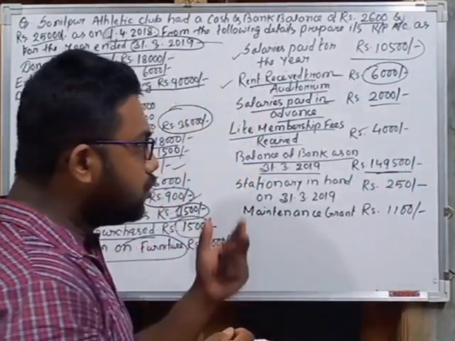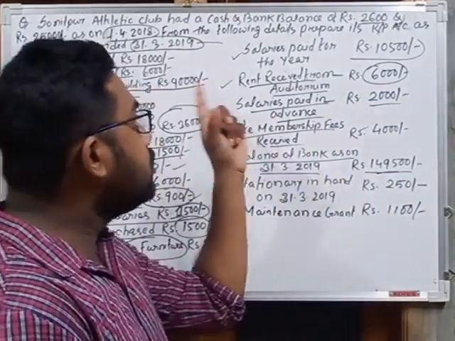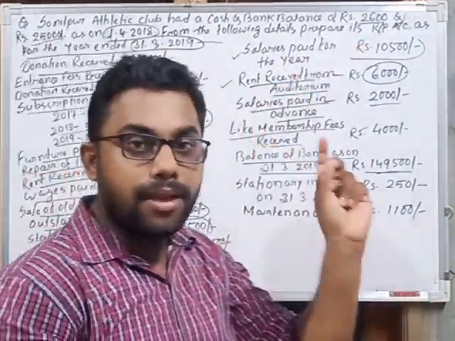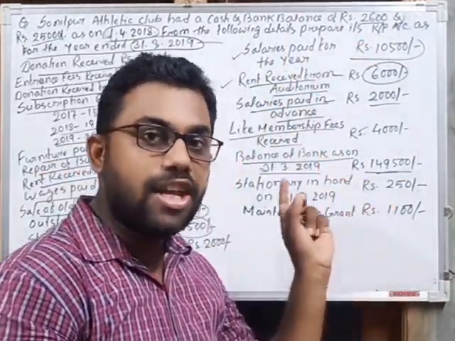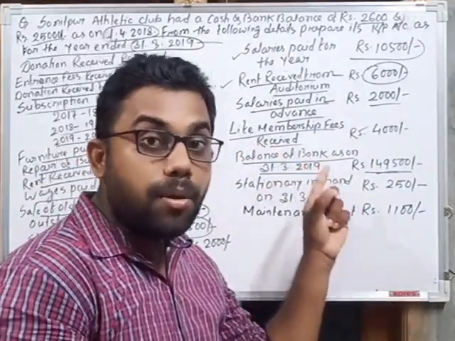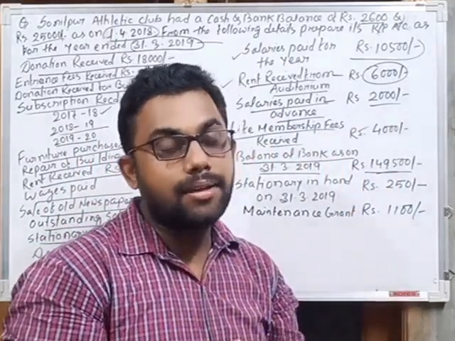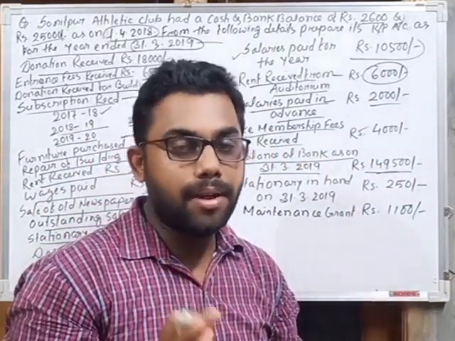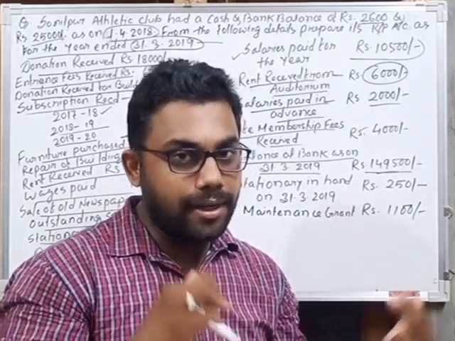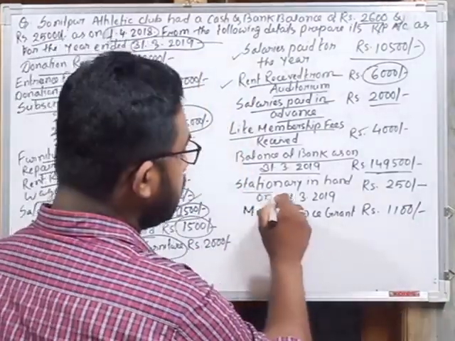1,49,500. So this is the closing balance of bank, and it is started by the opening balance of cash in hand and the opening balance of cash at bank, but while giving the information, they have given only the closing balance of bank. So the difference is the cash in hand. Remember, whatever difference we find is the cash in hand at the end of the year. Last one is the stationery in hand.